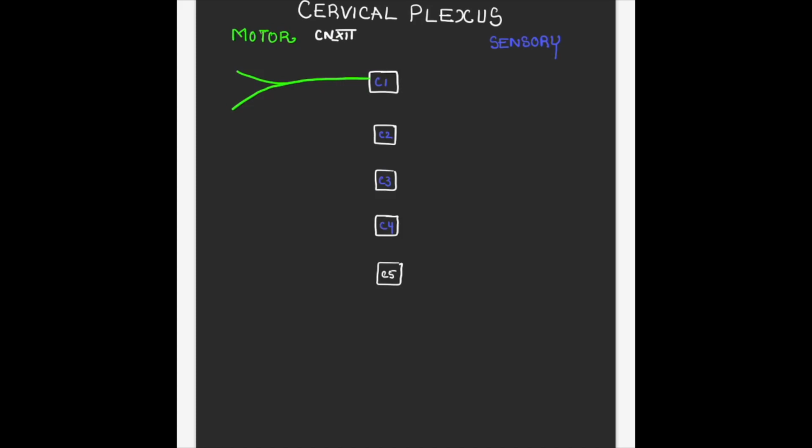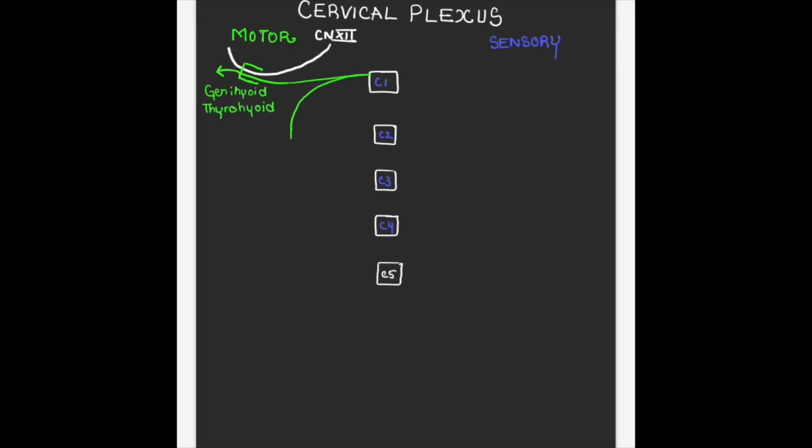Also remember that cervical plexus is a paired structure, so you are expected to find it on either side of the neck. Alright, so C1 gives off two branches. The first branch, as you can see in the picture, interacts with cranial nerve 12, and the bundle supplies some important muscles of the neck like geniohyoid and thyrohyoid.